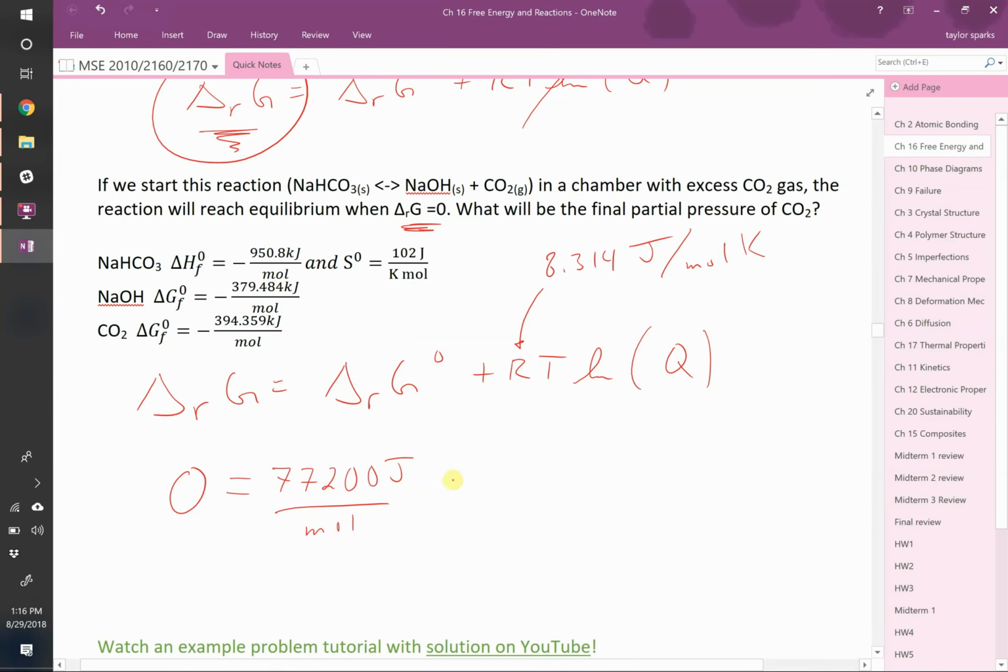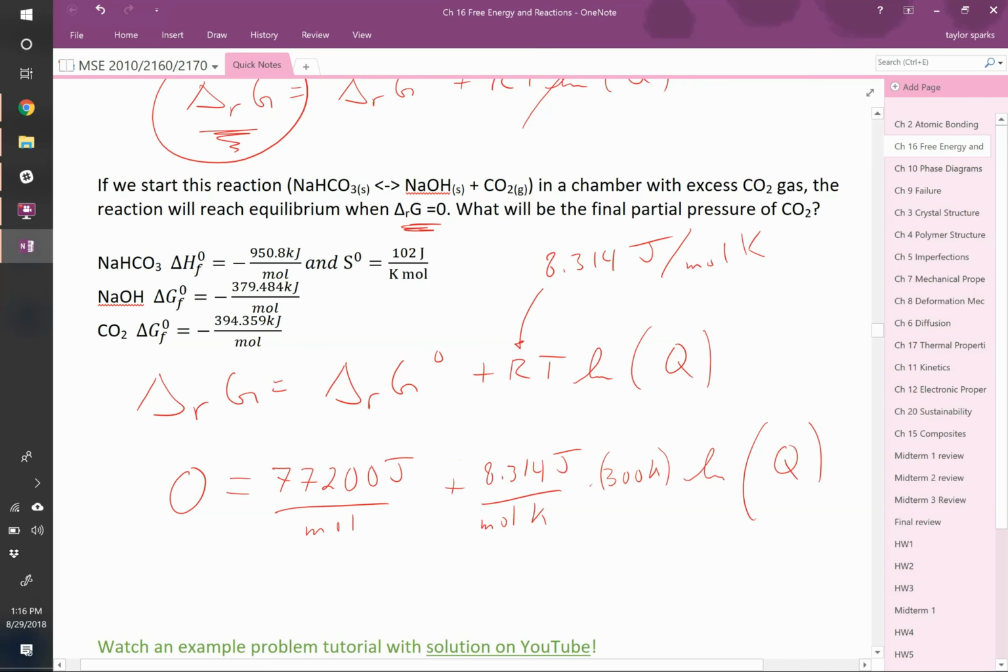This is going to be plus 8.314 joules per mole Kelvin, multiplied by temperature. Have I given you a temperature? So this was done at room temperature, so we're going to use 300 K there for temperature, multiplied by natural log of Q.